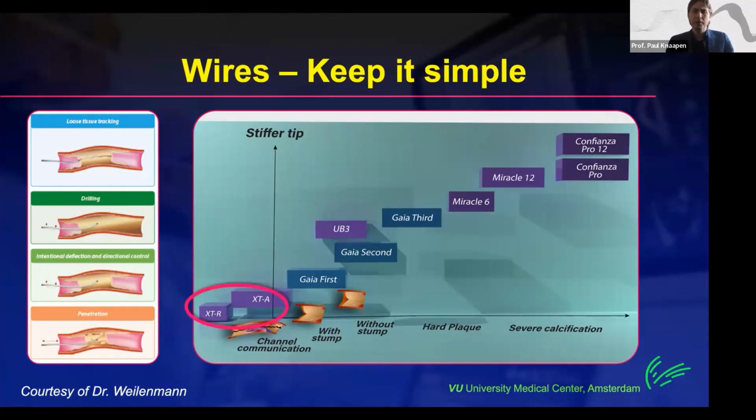It's a soft polymer jacketed wire from ASAHI. This will be Fielder XT-R and Fielder XT-A. From Boston, it's the Fighter. From Teleflex, it's the, sorry, I forgot the name, but it's a soft polymer jacketed wire. Then you have the intermediate types of wires that could either be the Gaia family or stiff polymer jacketed wires like the Pilot or the UV3, and then the penetrative wires like the Confianza Pro 12 and the Hornet and such like.